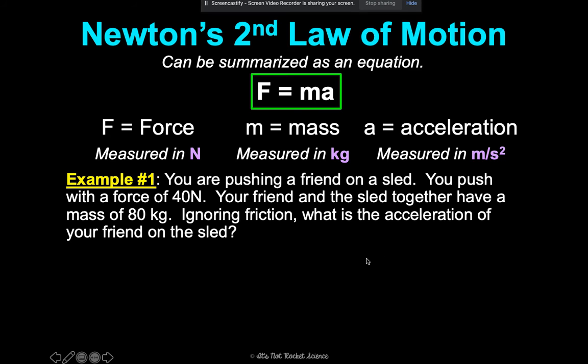So for example, we have our first example here. You are pushing a friend on a sled. You push with a force of 40 newtons. Your friend and the sled together have a mass of 80 kilograms. Ignoring friction, what is the acceleration of your friend on the sled?